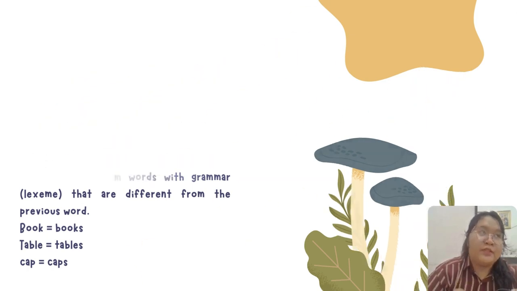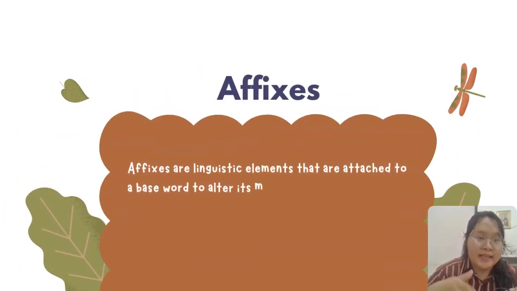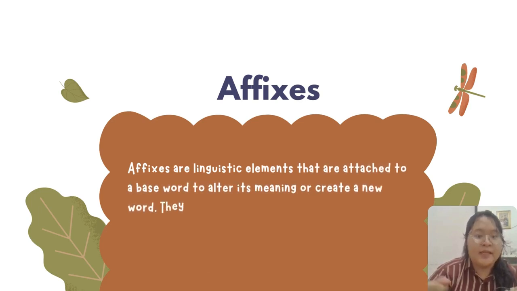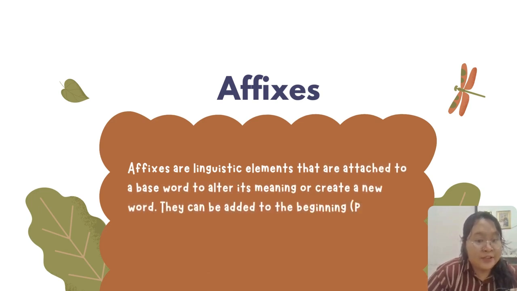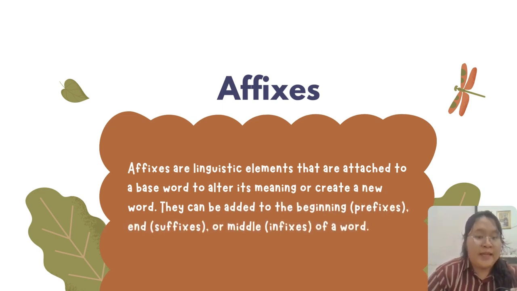In the interpersonal morpheme, we are talking about affixes. They are suffix, prefix, and infix. Affixes are linguistic elements that are attached to the base word to alter its meaning or to create a new word. They can be added to the beginning, like prefix, the end, like suffix, and then the middle, infix, of a word.